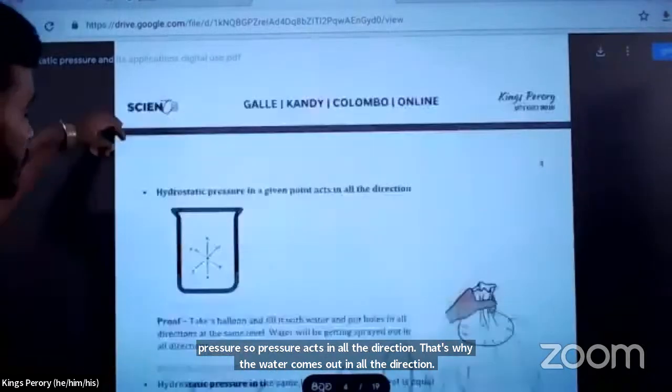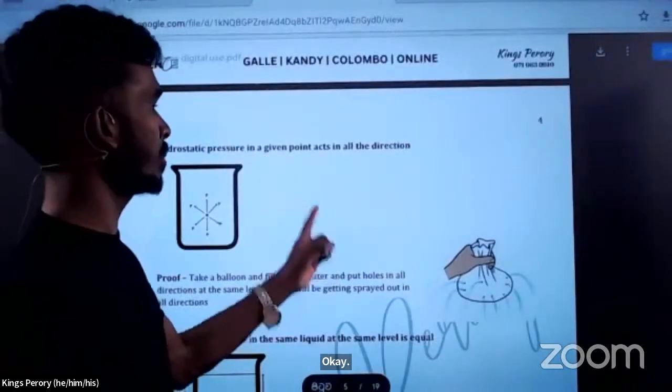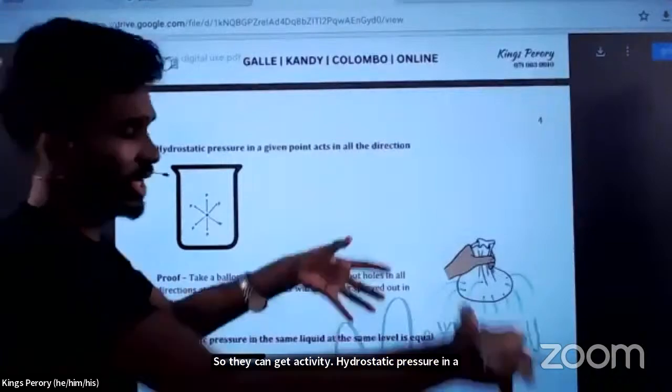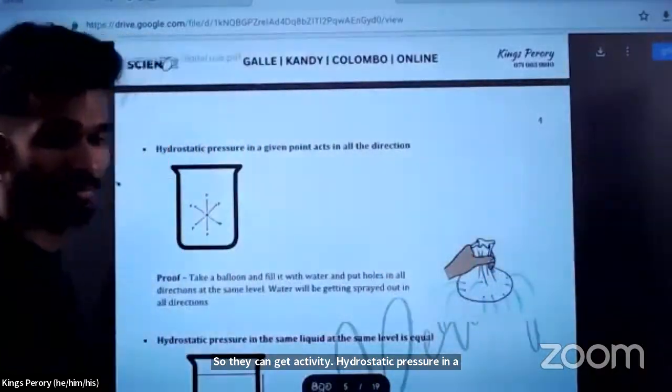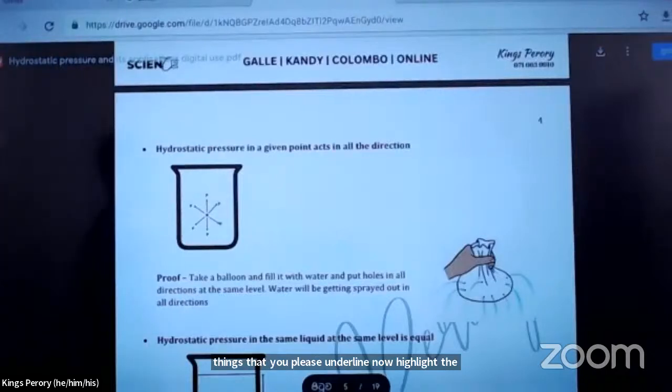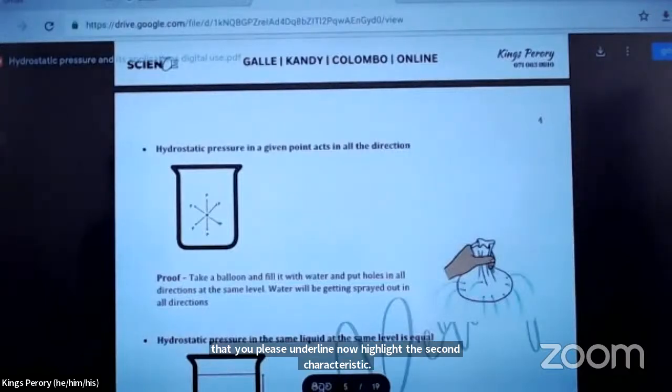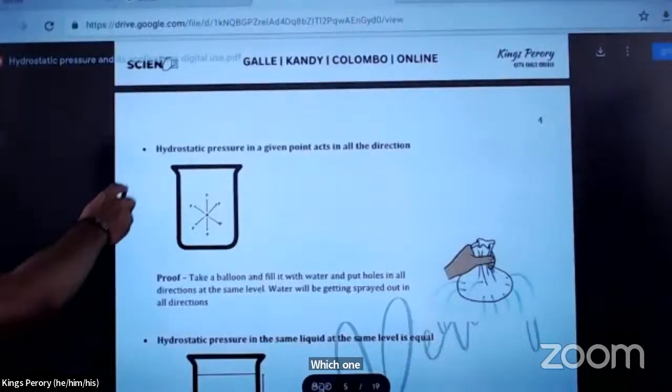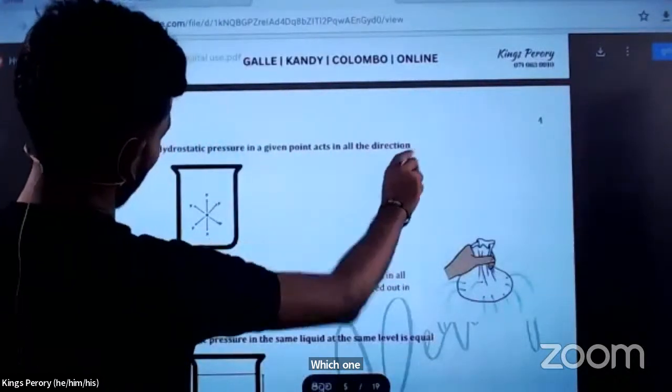So second characteristic: hydrostatic pressure at a given point acts in all the directions. Think 3D. Please underline or highlight the second characteristic. Which one, sir? This one. Hydrostatic pressure at a given point acts in all the directions.